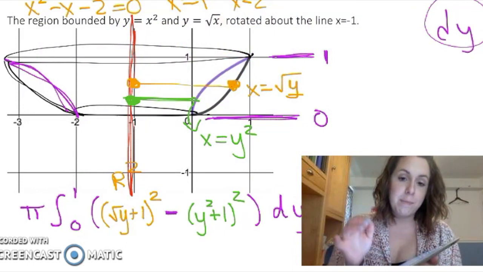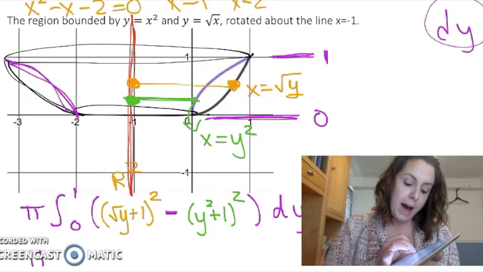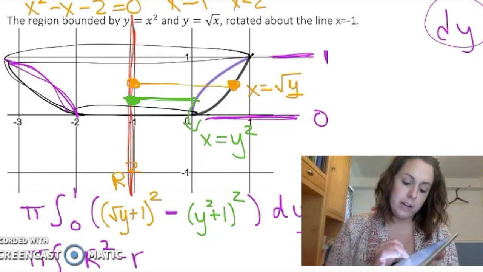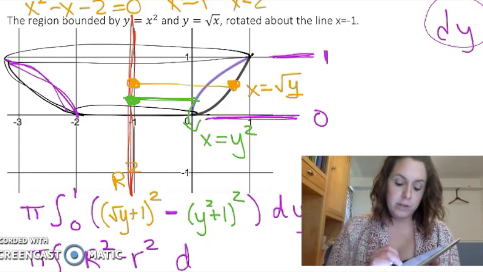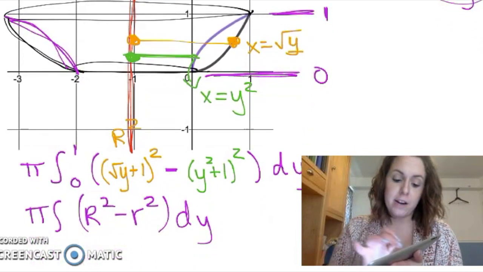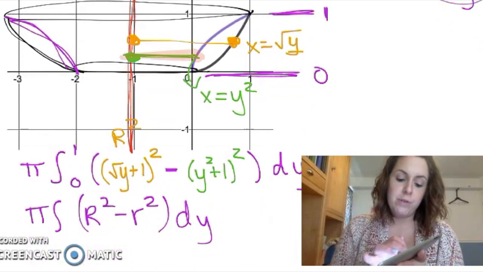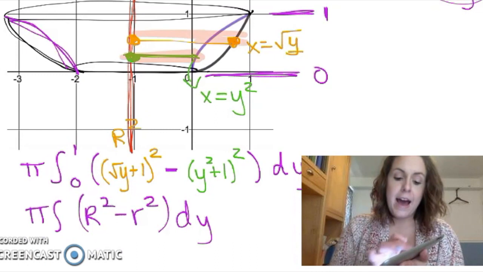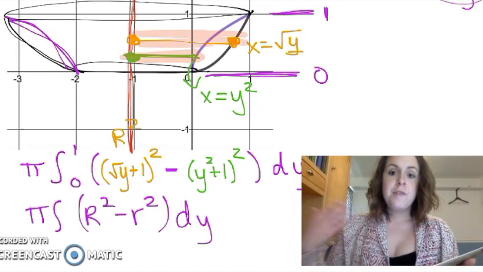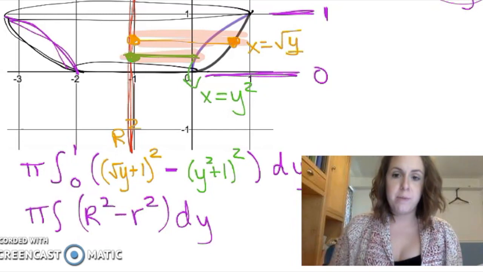So this is that same equation that we had before, right? Pi times the integral of your outer radius squared minus your inner radius squared, dx or dy. But you have to think about the fact that your radius here is going from this function to that function. So you need to do outer minus inner. So I know these can be a little bit tough. They're going to come with more practice, and we'll continue to practice them.